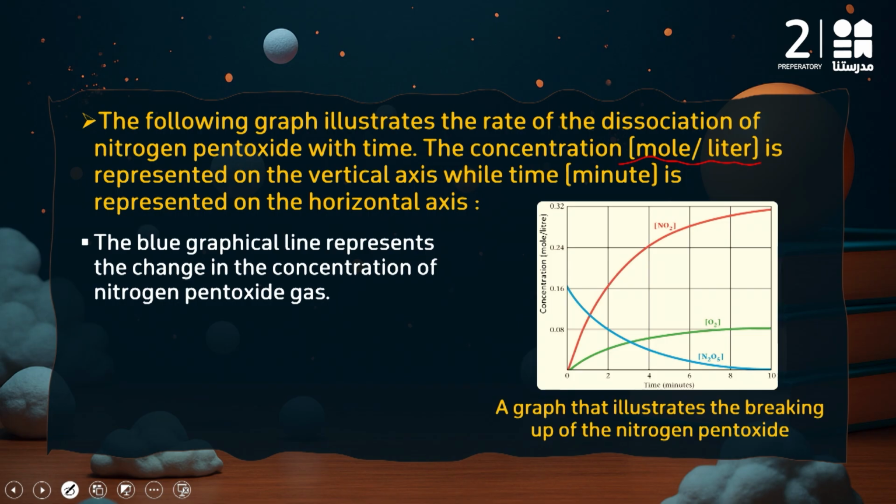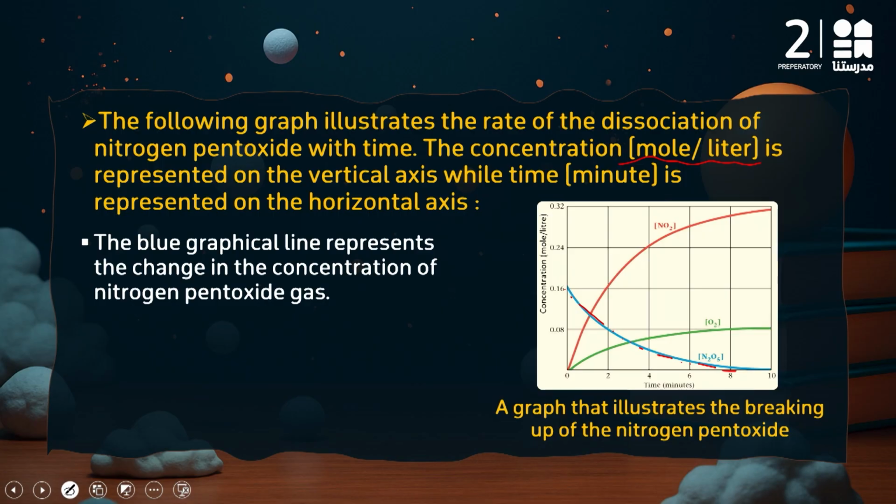The blue graph represents the change in the concentration of nitrogen pentoxide. As you see, the concentration of nitrogen pentoxide decreases with passing time. Okay, question: is nitrogen pentoxide a reactant or product? It is a reactant. At the beginning of the reaction, the concentration of reactants is 100%, and by passing time the concentration of reactants decreases till at the end of the reaction it will be 0.